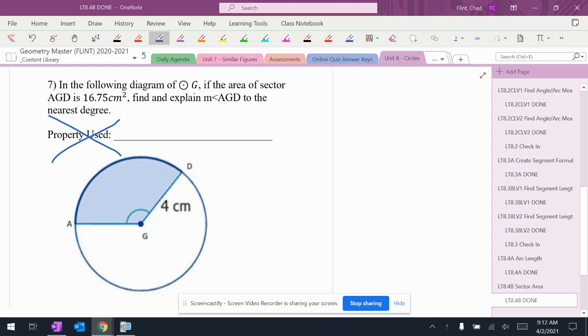All right, so this is the other thing that can happen. Maybe they don't give you the angle or they don't give you the arc and they want you to figure it out. It doesn't really change a whole lot. We're still going to use proportion. But in this situation, it tells me that the area of sector AGD is 16.75. So I actually know what I'm usually looking for.